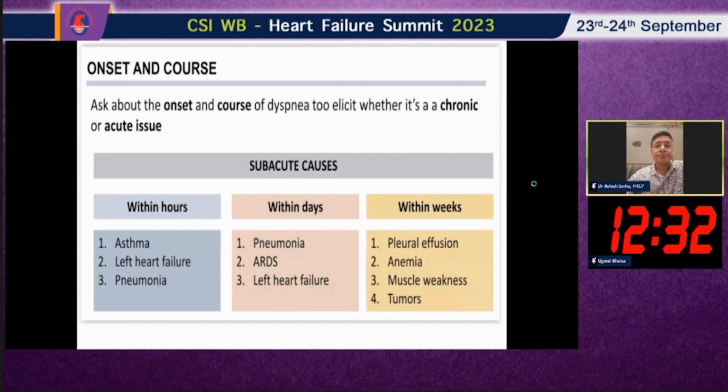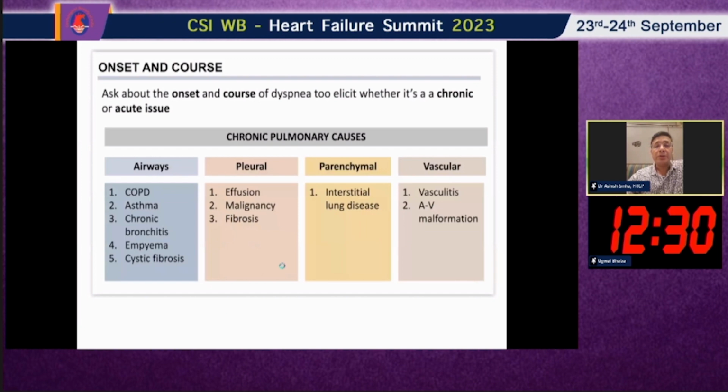Next slide. Again, a host of causes and diseases, which, if you just ask the question, you will get an answer. So without investigating, we have come to the diagnosis. The investigation will definitely be taken care of by another speaker. But just by asking about onset and course, when we think about chronic pulmonary causes, what are the things which can cause dyspnea? The airway diseases like COPD, asthma, bronchitis, emphysema, and cystic fibrosis.